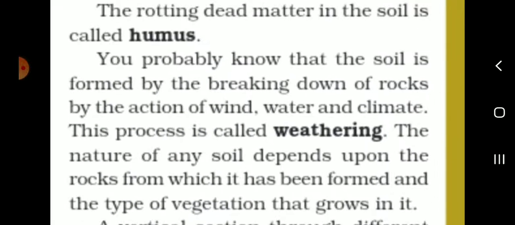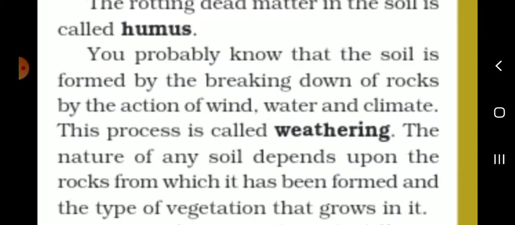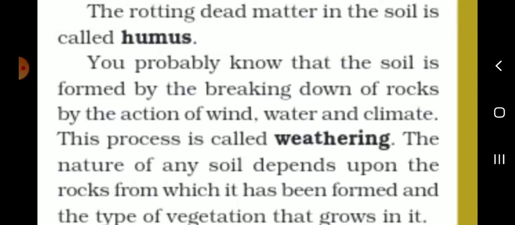Next, what is meant by humus? The rotting dead matter in the soil is called humus. That is humus. Okay, next.